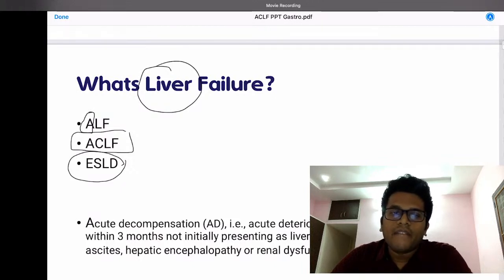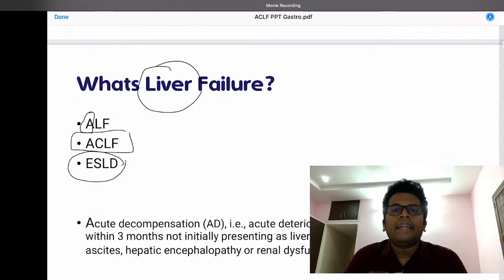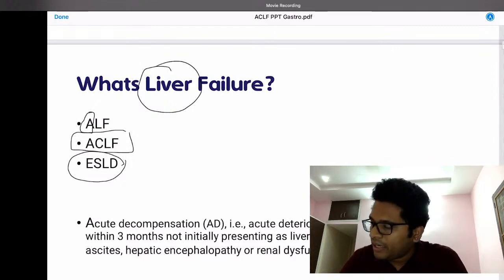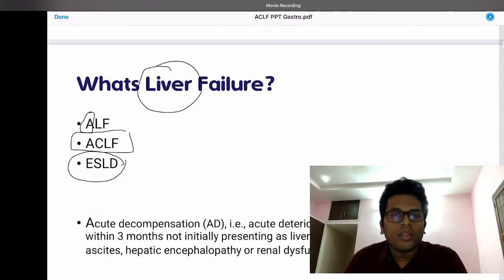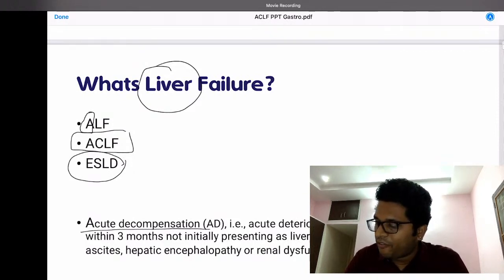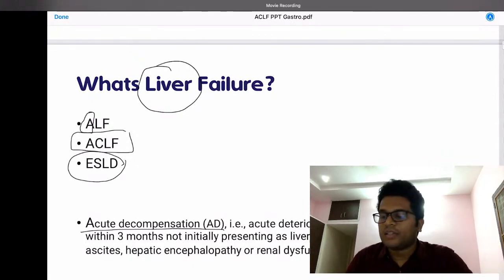Now, sometimes we come across some words like acute decompensation. Now, what is this acute decompensation? Acute decompensation is defined as an acute deterioration in the liver function in a cirrhotic patient within 3 months, not initially presenting as liver failure. So, a cirrhotic patient who comes without failure with some decompensated features like variceal bleed, ascites, hepatic encephalopathy, or renal dysfunction. Now, this is defined as acute decompensation. So, this word is different from ACLF. So, these are some of the things that we should know.